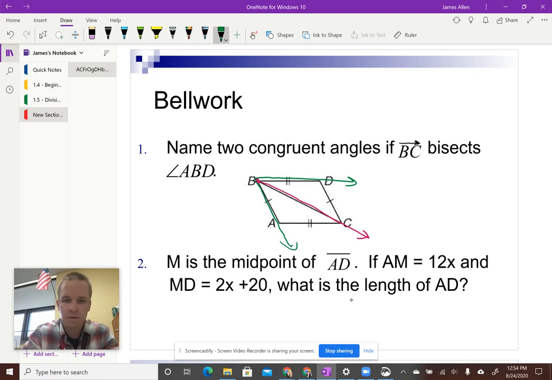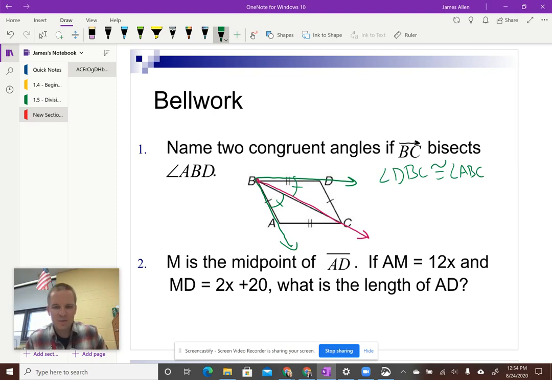So what are the two congruent angles? Well, it'd be this one and this one. So that would be angle DBC is congruent to angle ABC. Awesome. Next, we've got M is the midpoint of AD.